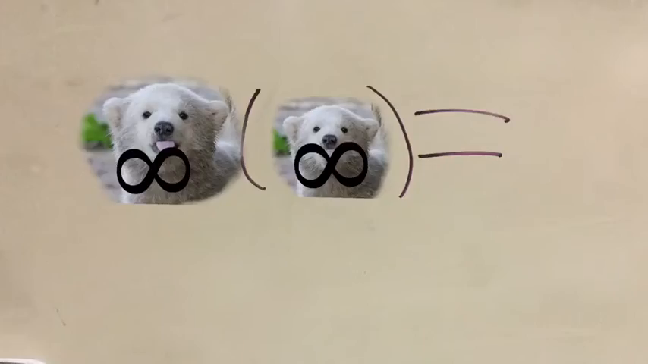Say we have an infinite amount of polar bears. Now when we multiply this by an infinite amount of polar bears, what are we going to get? As you guessed, infinity, because there's an infinite amount of polar bears, meaning there's an infinite amount of combinations.